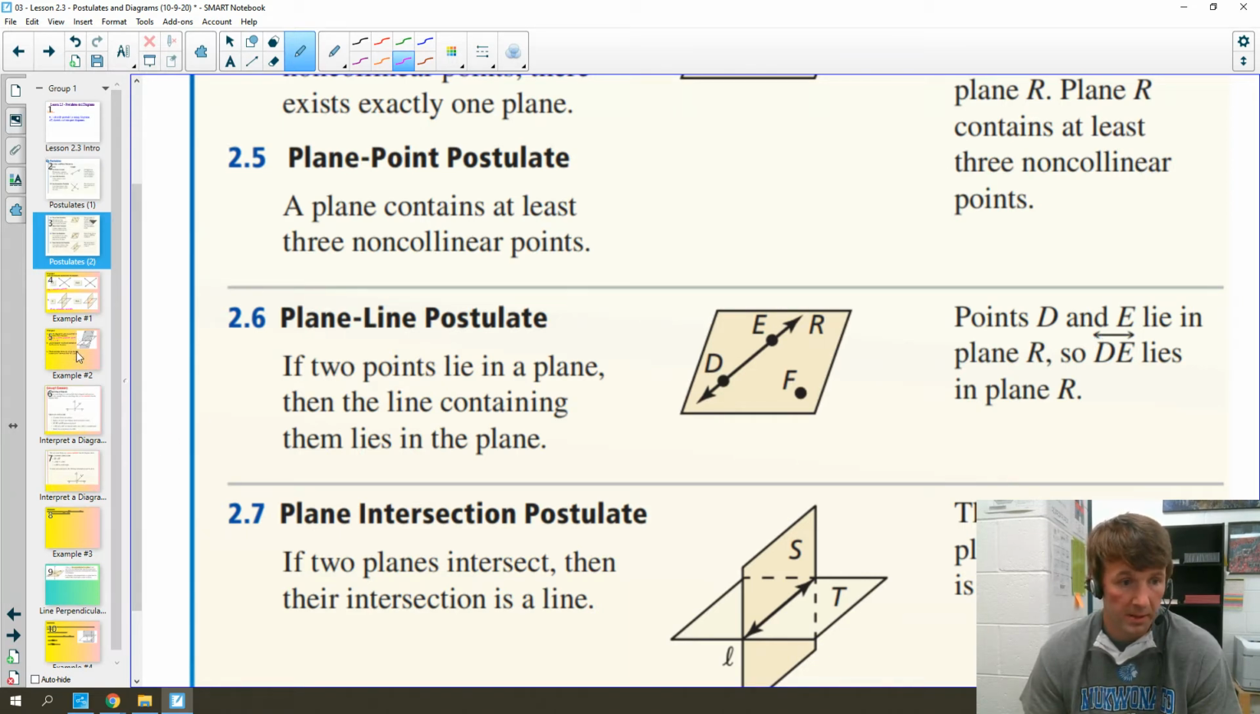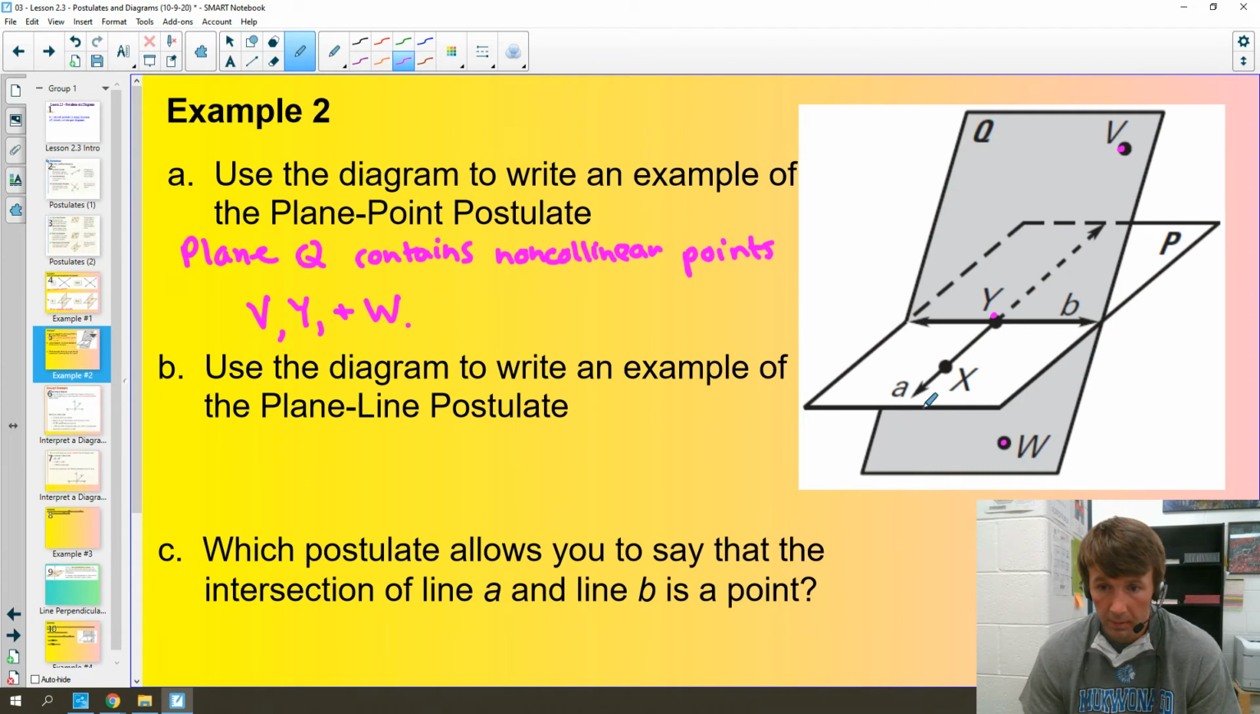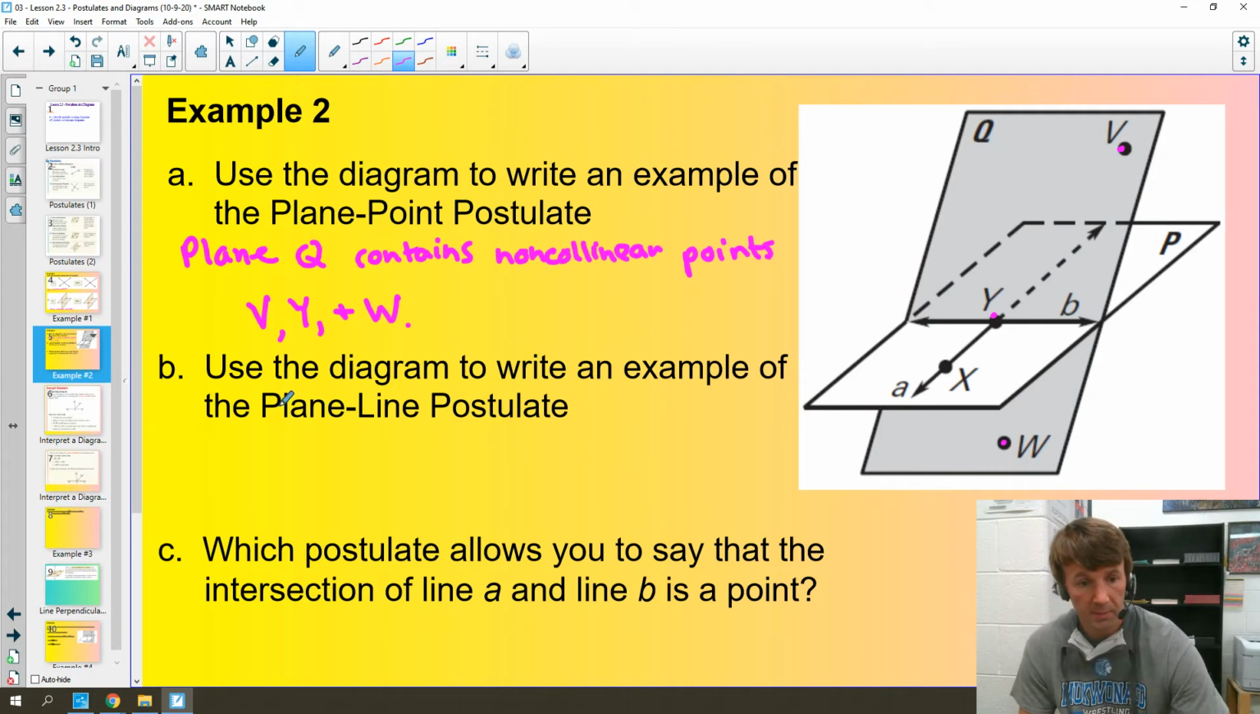So let's start by listing some points that lie in a plane. I think we're going to have to go with this line right here, points X and Y. So I would say something like: points X and Y lie in plane P.